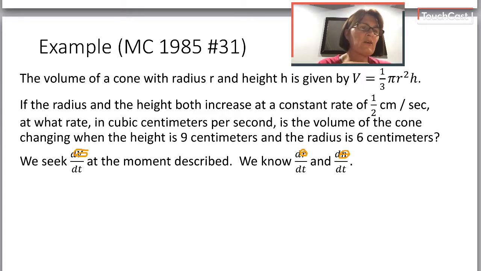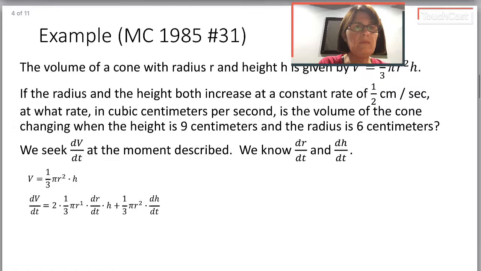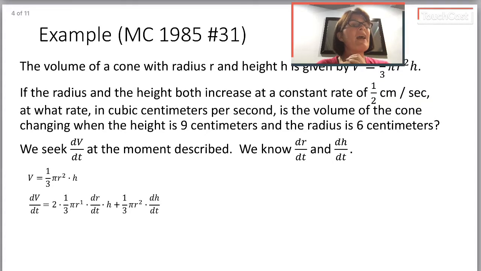And here, that's not the hard part because they've actually given us a formula for the volume of a cone. V equals 1/3 pi r squared h contains V and r and h. So I'm going to write that equation. I'm going to take the derivative of both sides with respect to time. The part that makes this an interesting example is that when I take the derivative of both sides of that equation with respect to time, I'm going to need to use the product rule.